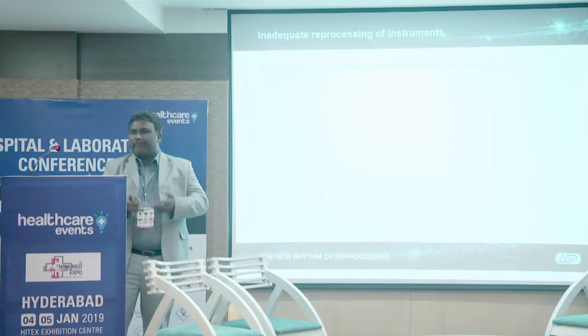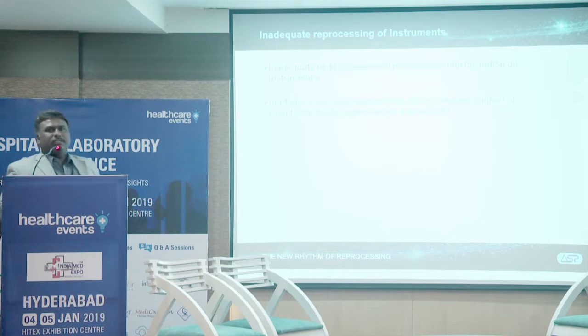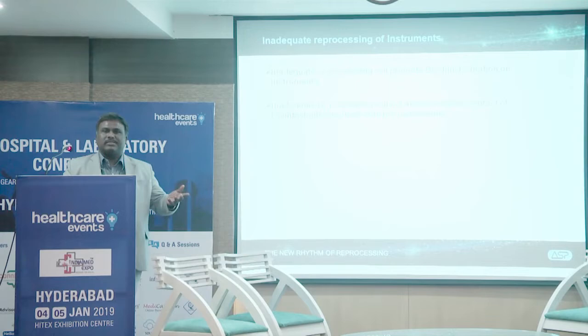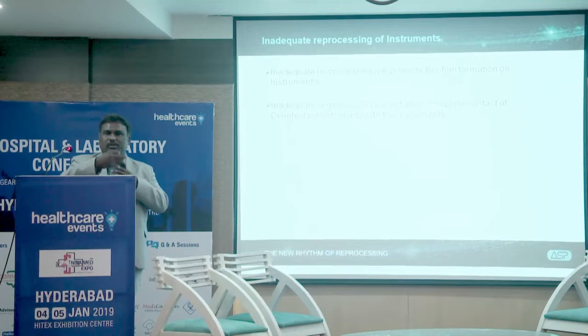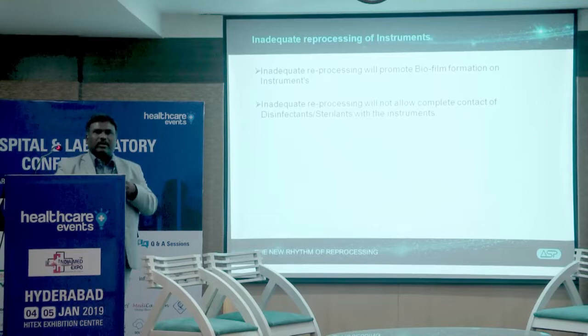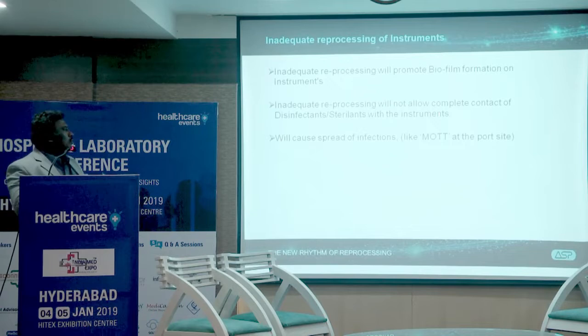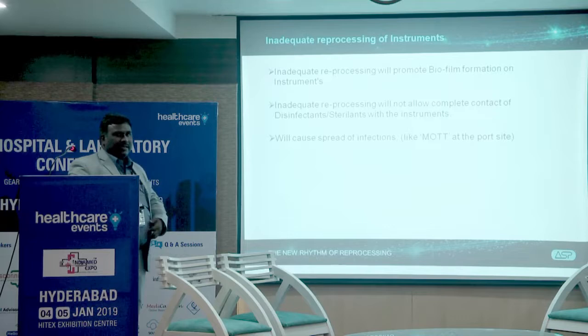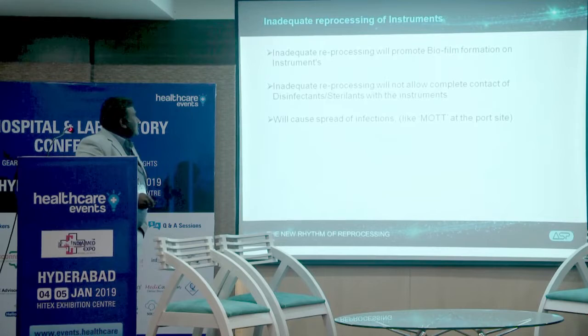And the second thing, each and every instrument has to undergo a sterilization technique, whether it is an autoclave machine, ethylene oxide sterilizer, or plasma sterilizer. Ultimately some sterilant has to act on the surface of the instrument so that sterilization can complete. If during processing it does not contact the sterilant, the process will not get completed. The most common bacteria seen particularly in the laparoscopic segment is MOTT, mycobacterium other than tuberculosis. These are the three major factors causing problems due to improper sterilization.